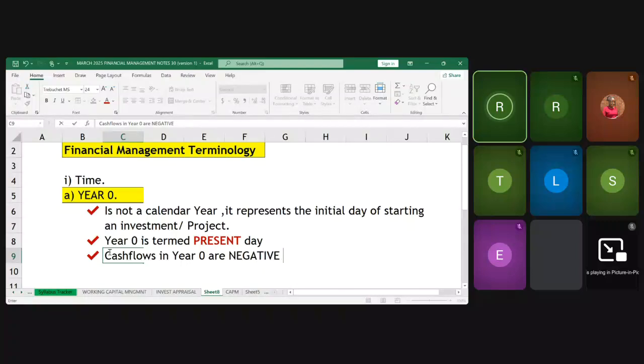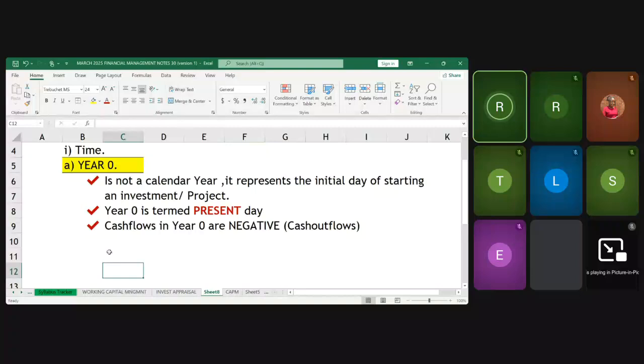So a negative cash flow means what? You are injecting, and we call that cash outflows. So that is year zero. So whenever we are going forward, we'll be using year zero.